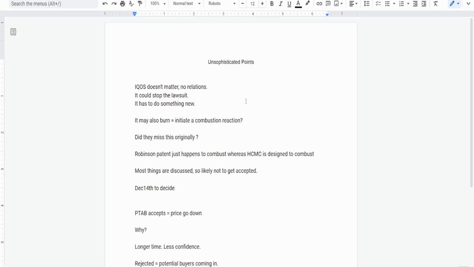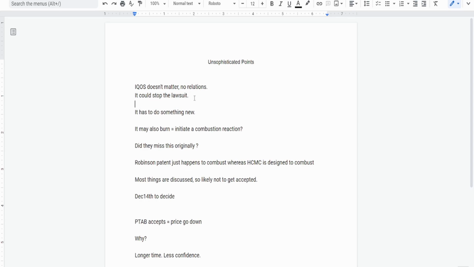So let's talk about HCMC right now. One thing to make clear is that this whole patent review has no relation to the IQOS device. There is no relation. The only connection is that if the PTAB accepts this patent review, it could stop the lawsuit in the sense that it will prolong it. Meaning that if they were to accept the patent review, the lawsuit will be stopped until we have a final decision on whether this patent is okay or not, and then the lawsuit won't continue. So that's why it's important to understand that it doesn't talk about the IQOS. However, if this patent review were to get accepted, the lawsuit could be stopped.